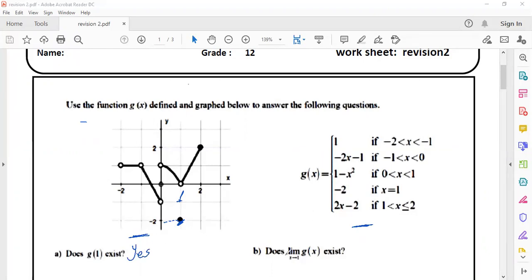Okay, for the second question, does the limit of g of x when x approaches 1 exist? As you see here, we approach 1 from the right, going with the curve until we reach 1. Here we reach 1, take the value of y, it will be 0. So the limit from the right is 0, and the limit from the left is 0. Since the behavior of the function from the left is the same as from the right, the limit exists, and we write yes. Okay, I think it's easy.